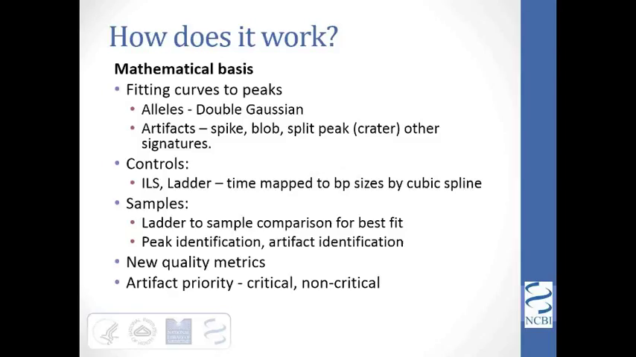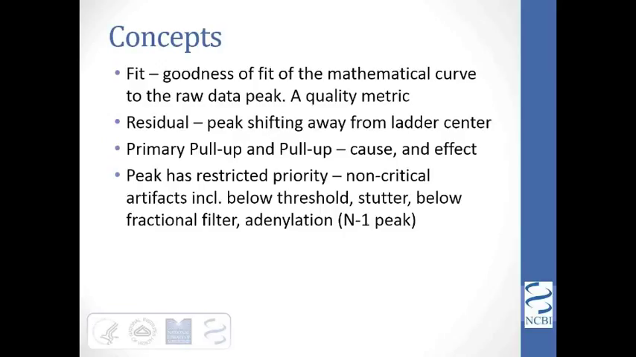OSIRIS introduces a number of concepts, including fit, the goodness of fit of the mathematical curve to the raw data peak. This is one of the new quality metrics. Another quality metric is residual. This indicates the distance that the sample peak shifts away from the ladder peak center. And there's primary pull-up. This is the peak that causes pull-up. And finally, peak has restricted priority. These are non-critical artifacts which fall below a threshold, either the analysis threshold, stutter threshold, etc. And those do not get allele calls.